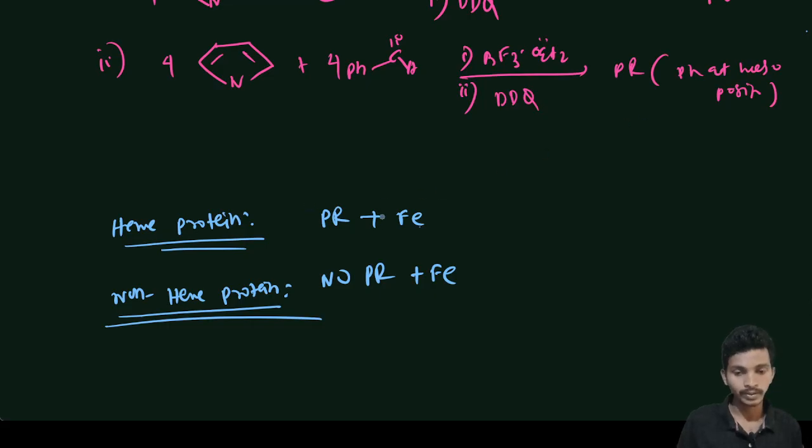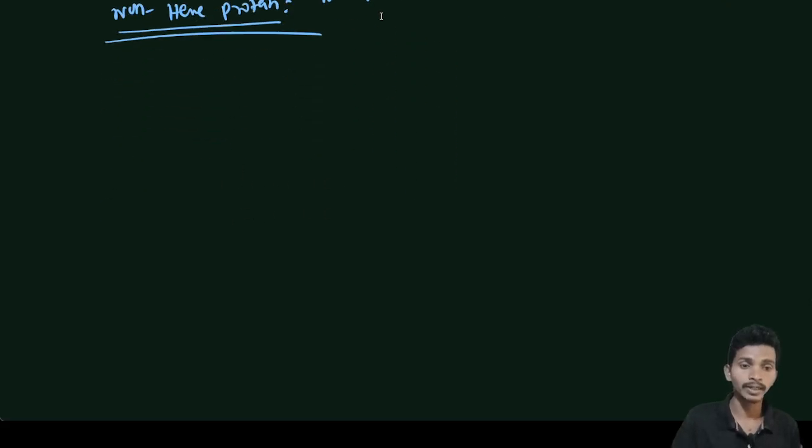In the previous class we were discussing porphyrin rings, and we also gave quick introductions to heme proteins and non-heme proteins. Heme proteins have PR rings plus Fe atoms, and non-heme proteins means that PR rings are not present, only Fe atoms. So let's discuss more details about heme proteins and non-heme proteins.